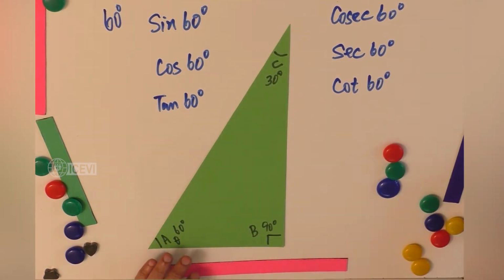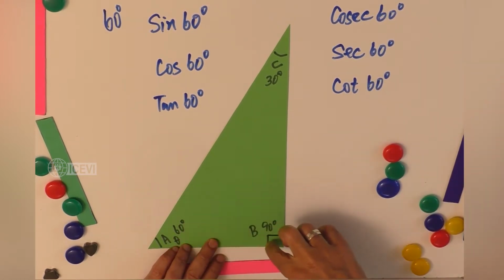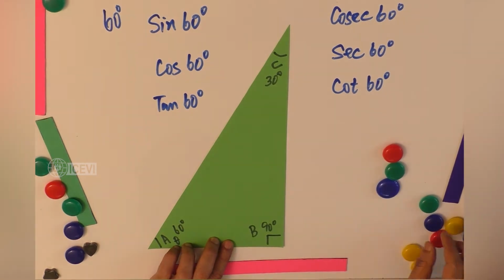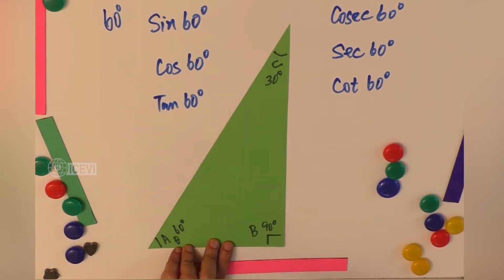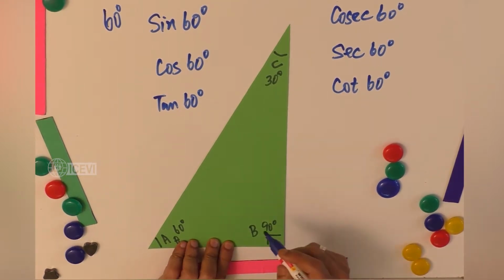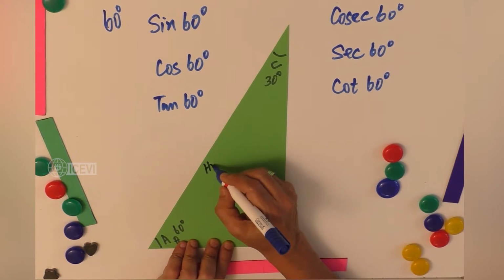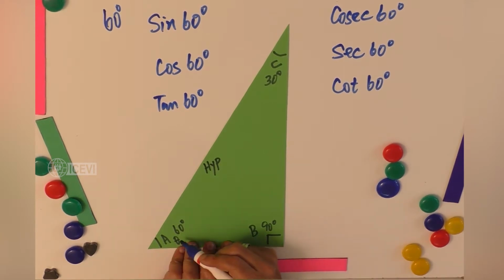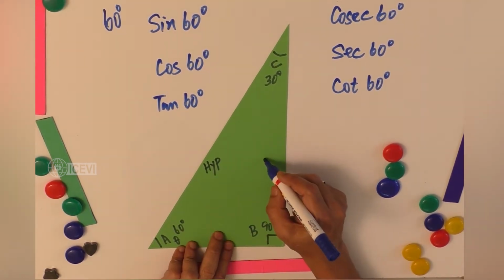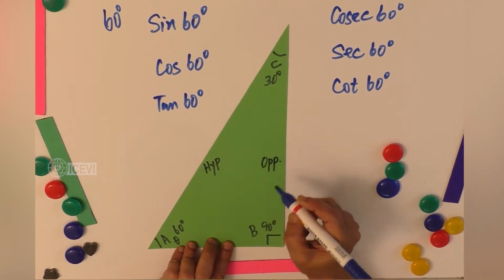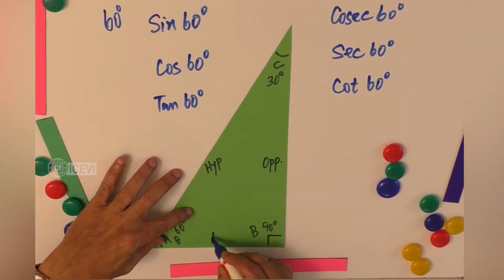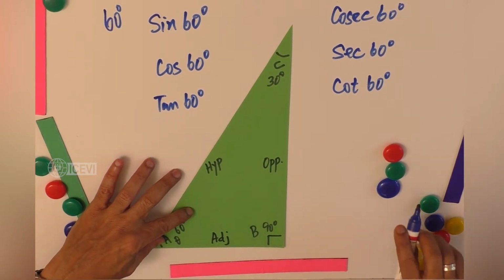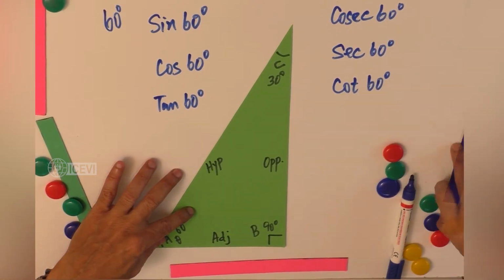Now let us find out the ratio of each side with respect to the other side. So as theta is under consideration and B is the right angle, the side opposite to the right angle is the hypotenuse. So AC is the hypotenuse. Now the side opposite to theta is the opposite side. Now AB is called the adjacent. Now let us take the adjacent side.